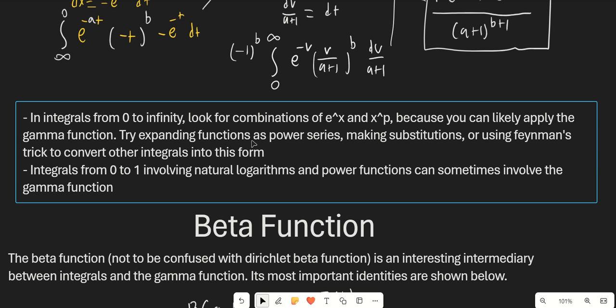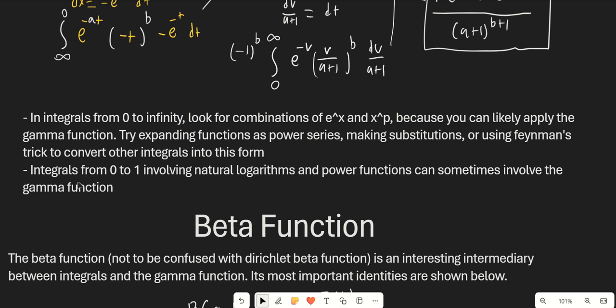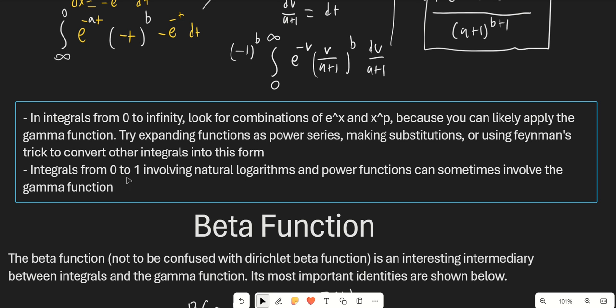Try expanding functions as power series. This one's super important, making substitutions or using Feynman's trick to convert other integrals into this form. And then what we just discussed, if you're going from 0 to 1 and you see natural logarithms and power functions, you can sometimes also use the gamma function there.